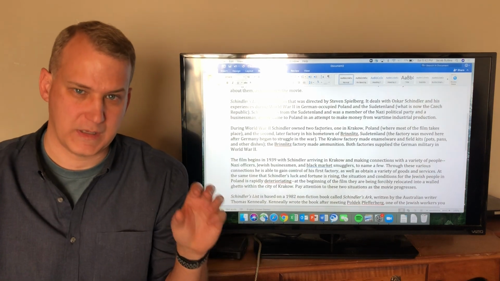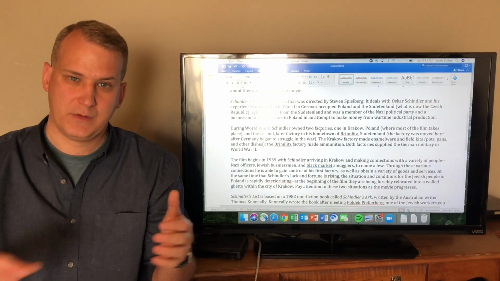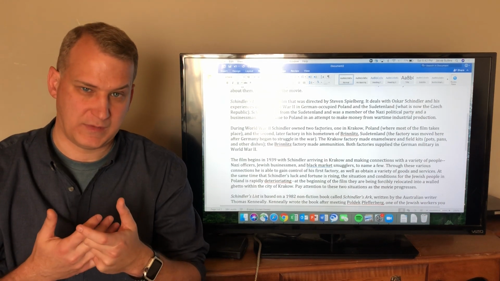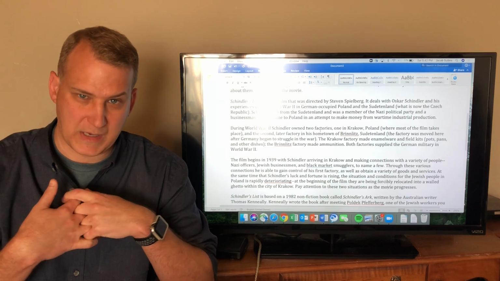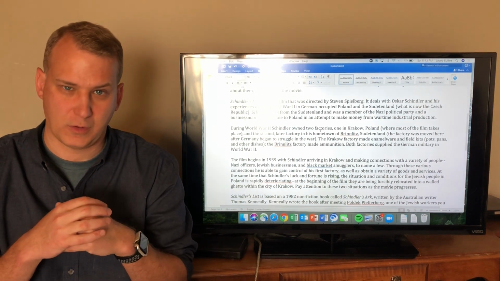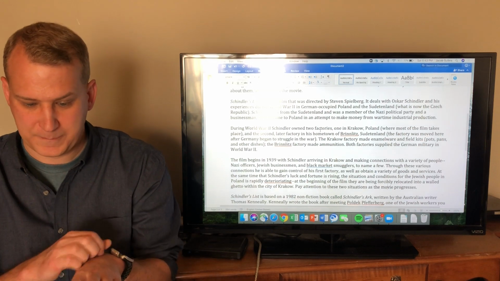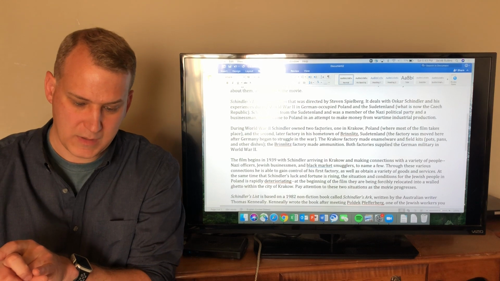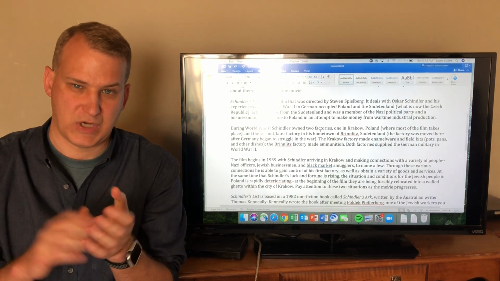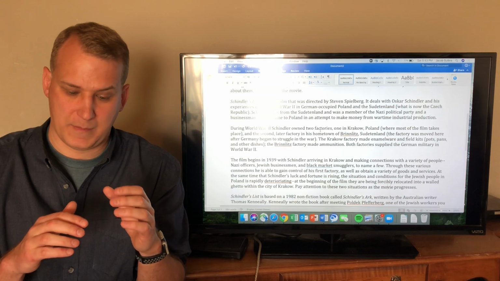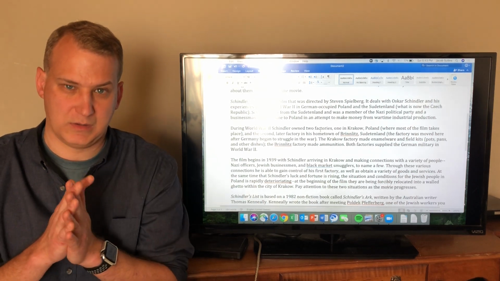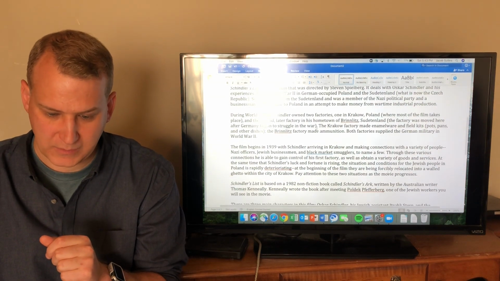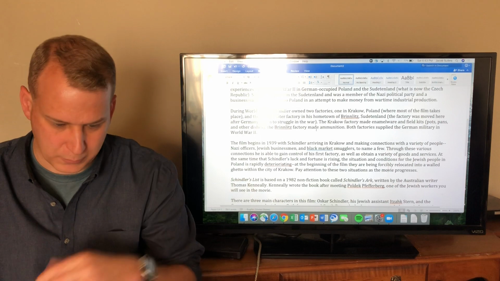The first factory that he owns makes enamelware, so like pots and pans and dishes, mostly for the German military. So he's making this gigantic amount of dishes and cookware to supply the German military. The second factory, the factory in his hometown in Sudetenland, made shells, like bullets, ammunition, like war supplies. Both of those factories supplied the German military all through World War II.